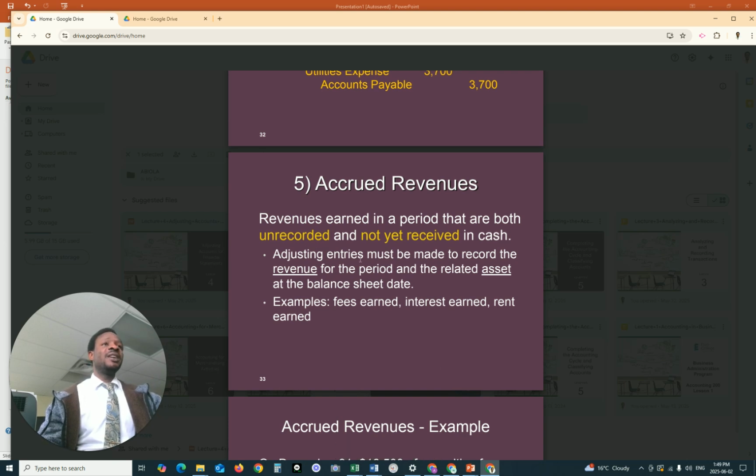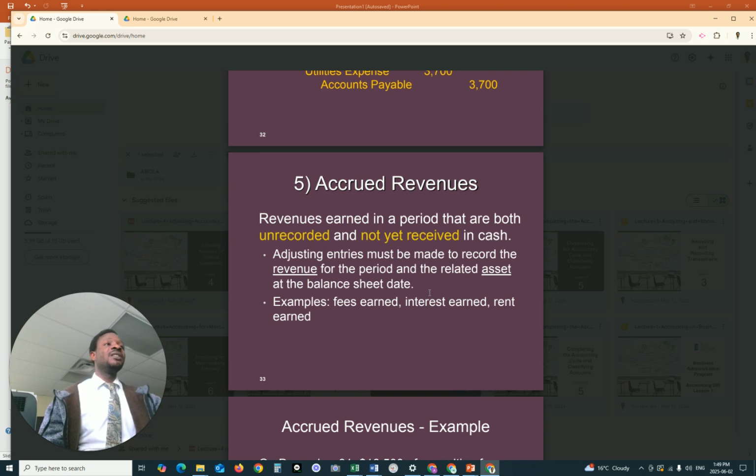Revenues earned in a period that are both unrecorded and not yet received in cash. You have earned revenue, you have provided the services, or you have sent the goods to the customer, but you have not received the money from the client or from the customer. That makes it an income accrued. It's the customer that is owing it. You have earned it already, but it's accrued yet, so it's an asset, it's a current asset.